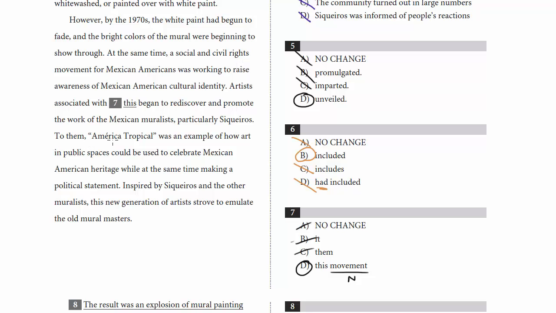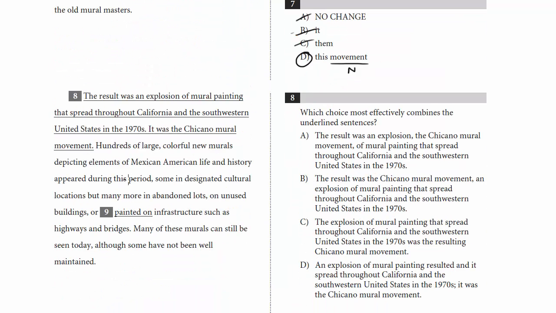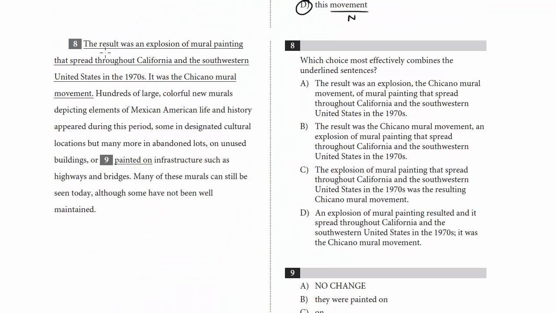Number 8, to them, America Tropical was an example of how art in public spaces could be used to celebrate Mexican American heritage while at the same time making a political statement. Inspired by Siqueiros and the other muralists, this new generation of artists strove to emulate the old mural masters. The result was an explosion of mural painting that spread throughout California and the southwestern United States in the 1970s. It was the Chicano mural movement.